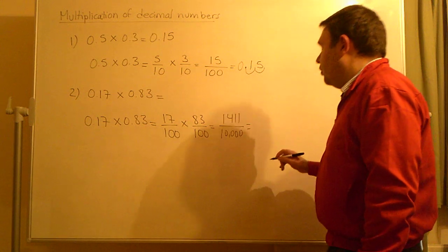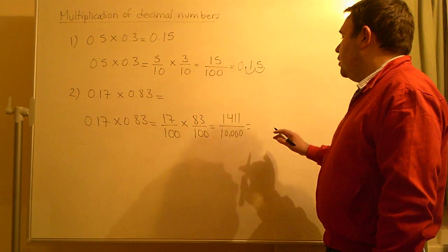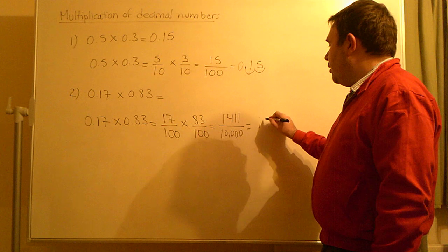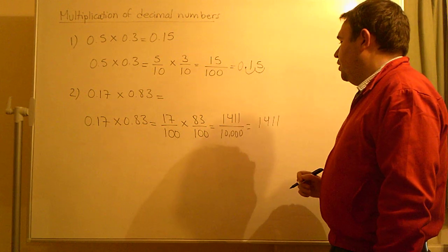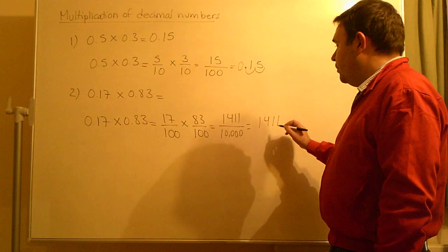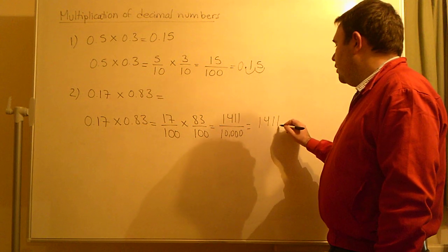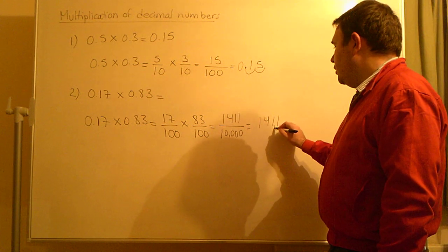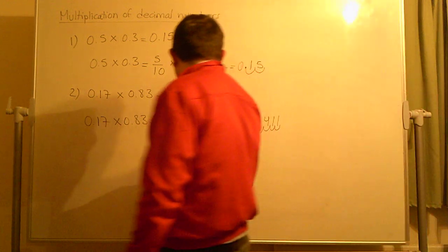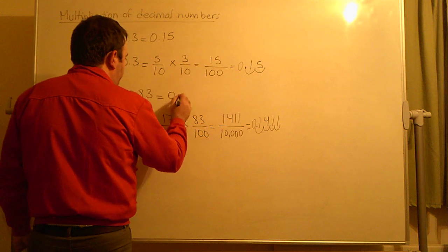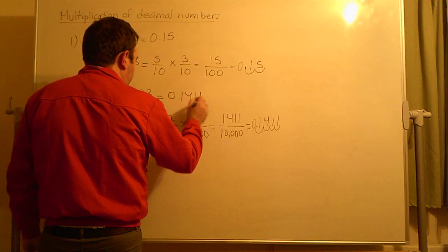10,000. So if we want to turn this into a decimal, we need to write down 1411, and then we need to count the number of zeros, which in this case would be 4. So we need to move the decimal point 4 places to the left. So 1, 2, 3, 4. So the final result would be 0.1411.